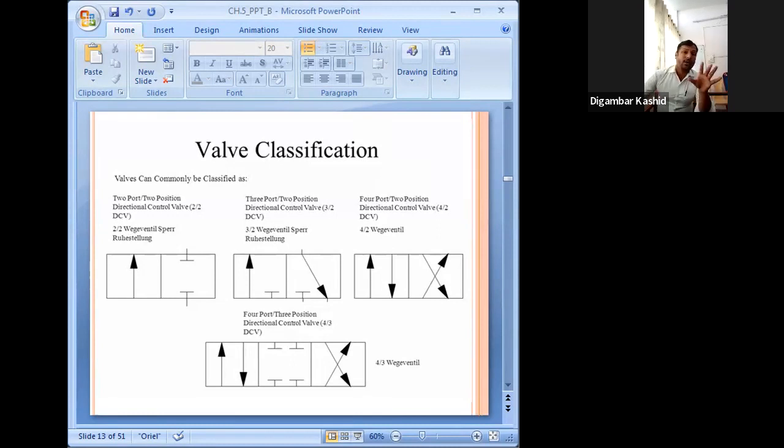Here 4 ports are there and this last one is 4 port 3 position. So position number 1, position number 2, and this is the third. At the center position, there is no flow of the fluid from port 1 to 2. Everything is closed. See, this is position number 1, position number 2. Getting it? These are the standard symbols. But for air, symbols with unfilled arrows are used in pneumatics.